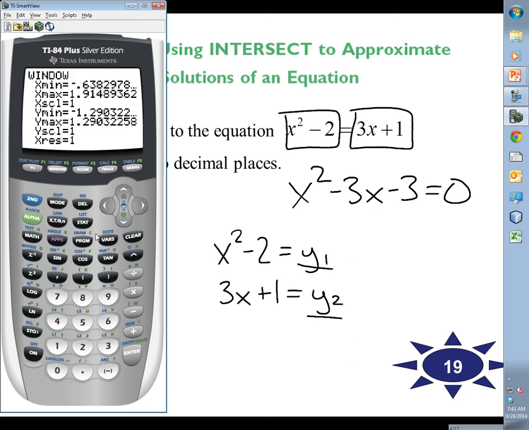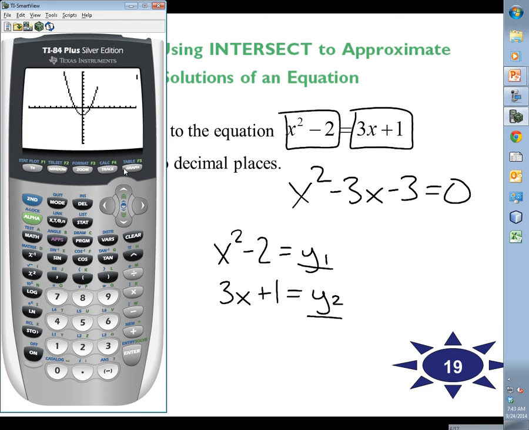Let's get ourselves back to a good window. So negative 10 to 10, and negative 10 to 10 for our y mins and maxes. And let's go ahead and graph and see what we've got. All right, so we're looking for the places where this, which is our parabola, the x squared, equals this, the 3x, which is our straight line. So where do those two places intersect?